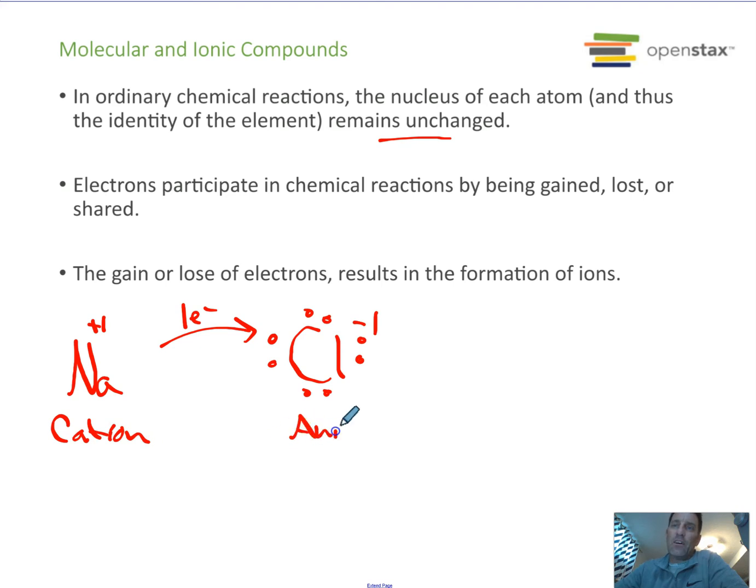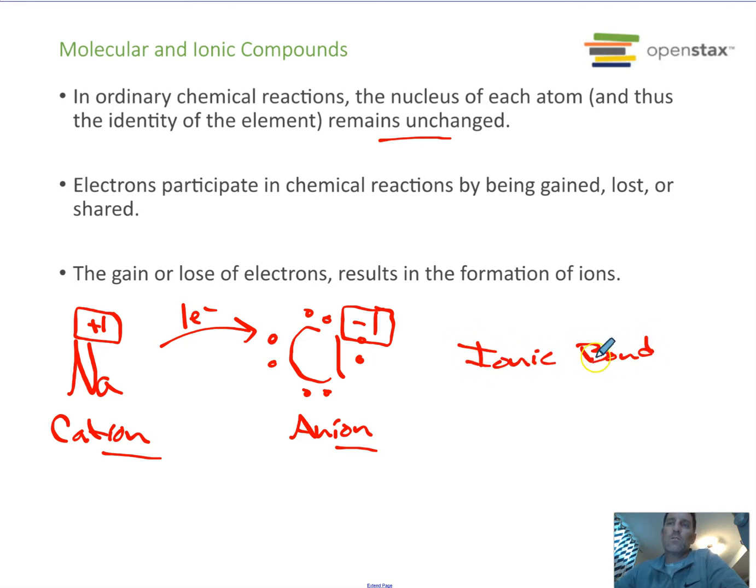Then I have a cation here. I have my anion here, and they will form a bond when they do that because the plus and the negative attract each other. When 2 ions stick together because of their attraction, we call it an ionic bond. So an ionic bond is a bond between 2 ions.